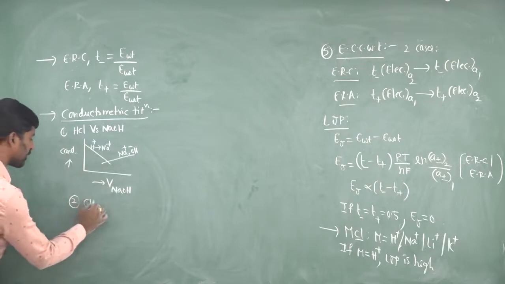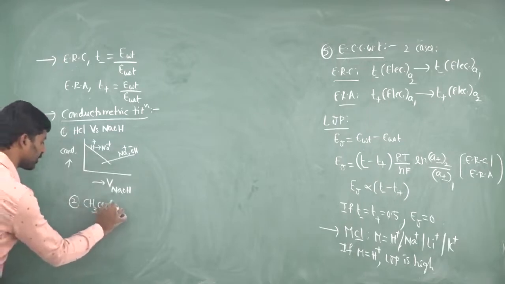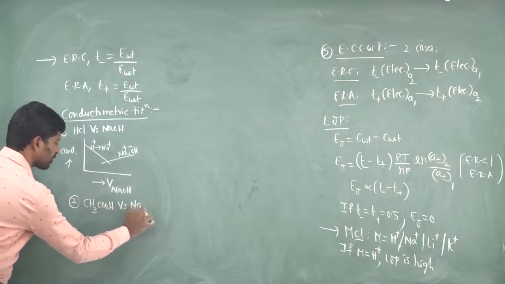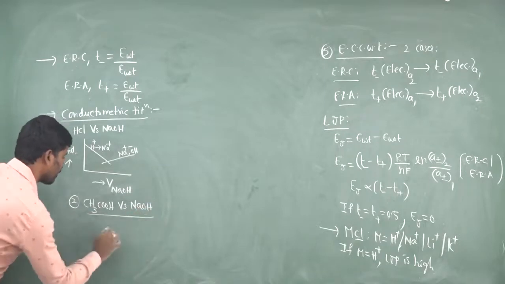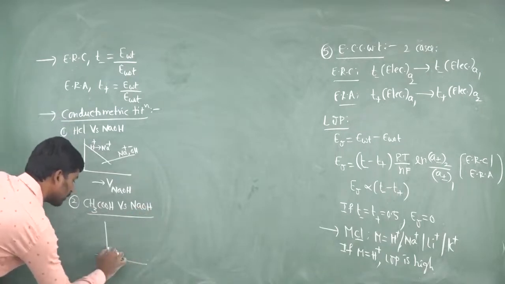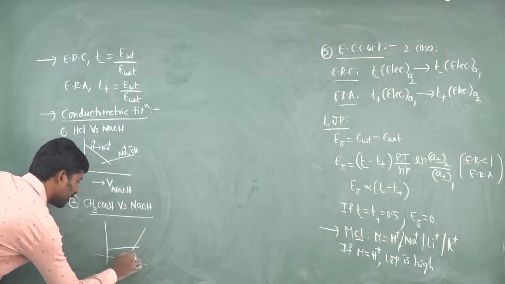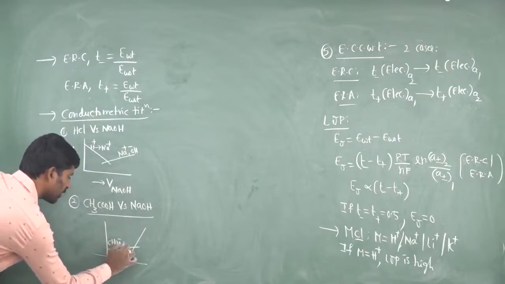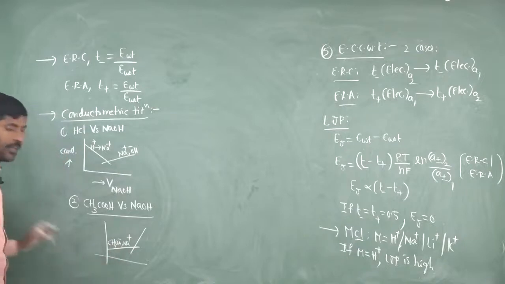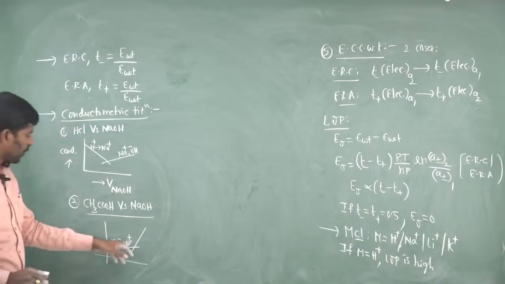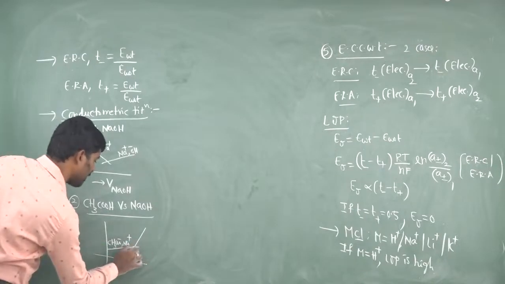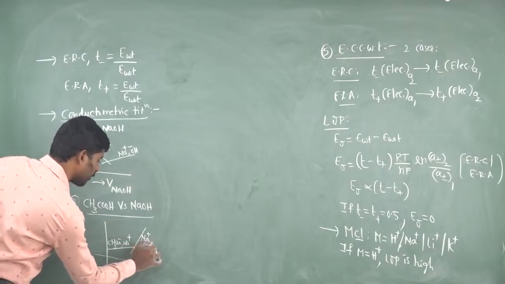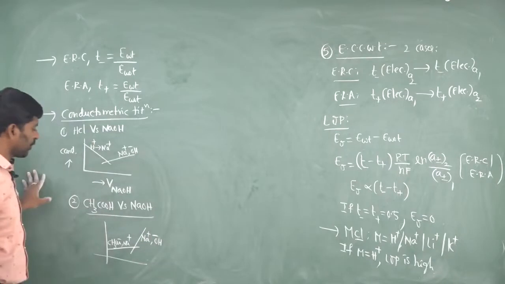Acetic acid versus NaOH, what do we get? Slow increase and sharp increase. The slow increase is due to acetic acid being replaced by sodium acetate salt. After the end point, Na plus and OH minus ions increase, so a sharp increase.